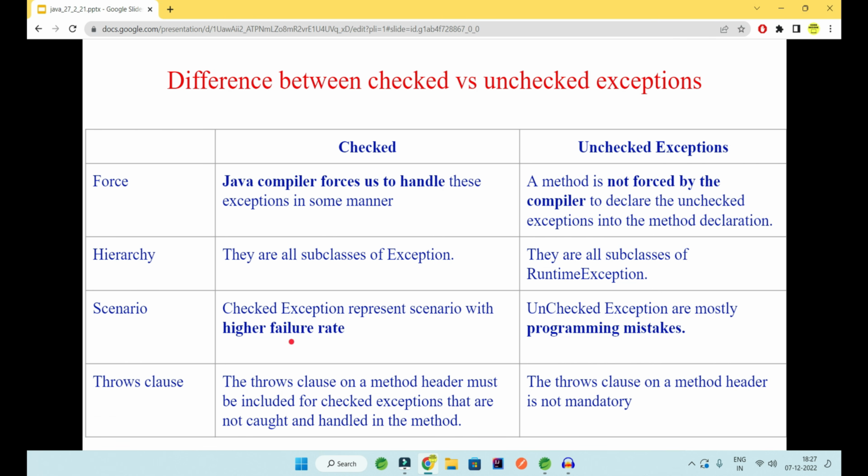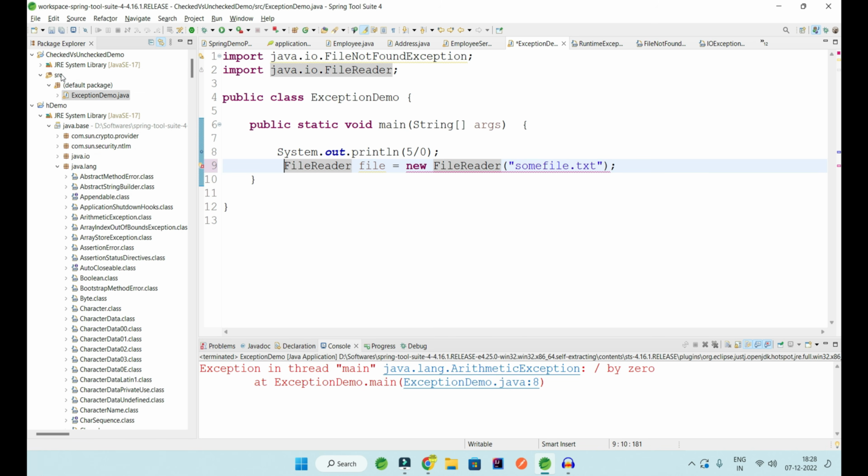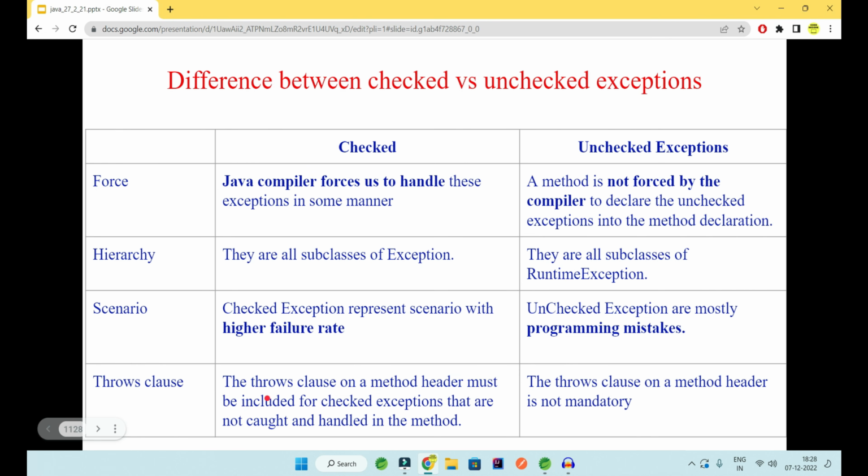Scenario, this is very important. The checked exceptions occur where there is a higher failure rate. So the chances that you will not be able to find your file, say some text.txt, does not actually exist in my system. This is directly just the checked exception demo and there is no such some file.txt in my whole path. So for sure this is going to break for you. So this is a high failure scenario, and because it's a high failure rate scenario, the compiler says there is a very high chance that you might not find the file there. If you do not find a file there, what is your plan B? What should you do? And hence it expects you to put try, catch and throws and handle such a scenario.